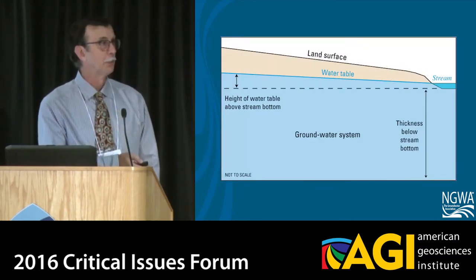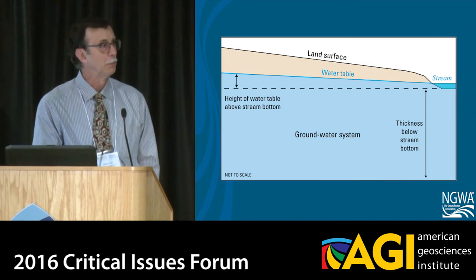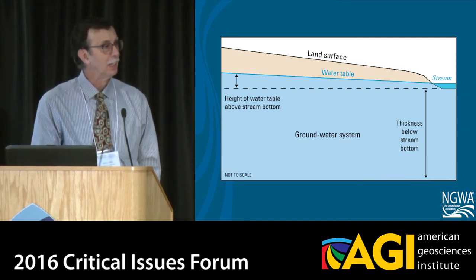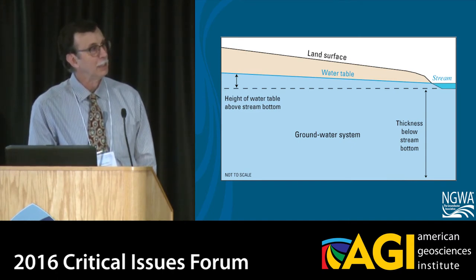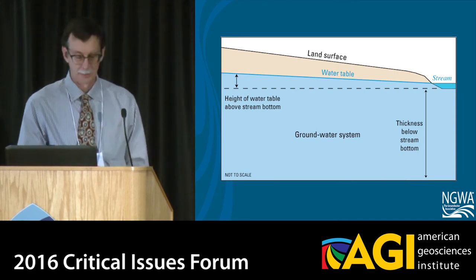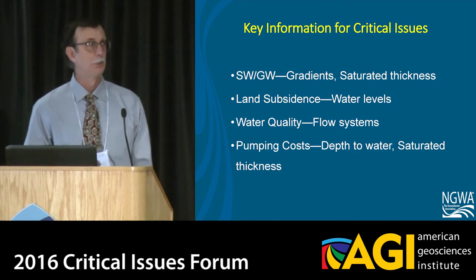And part of the reason for surface water is just shown here. If you have a partially penetrating stream, but a thick aquifer system, you can't pull the water out of here, right? And not have something happen up here. So basically, a small change in storage is going to have a big effect on that stream.